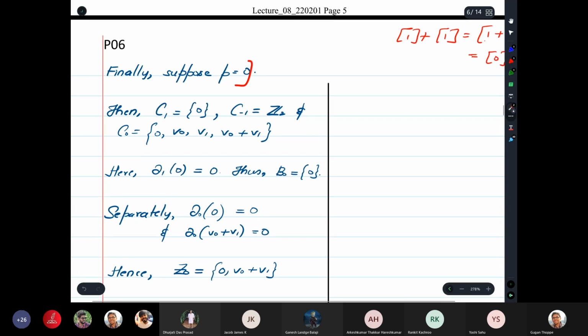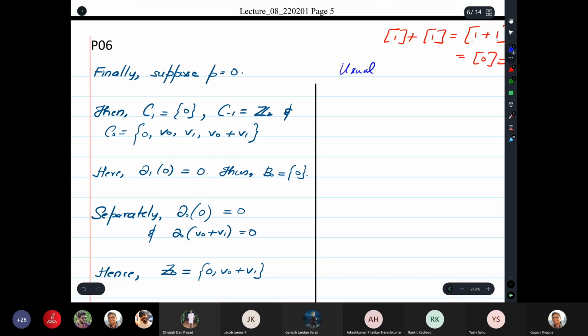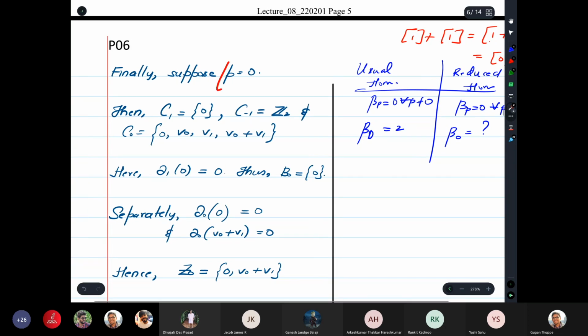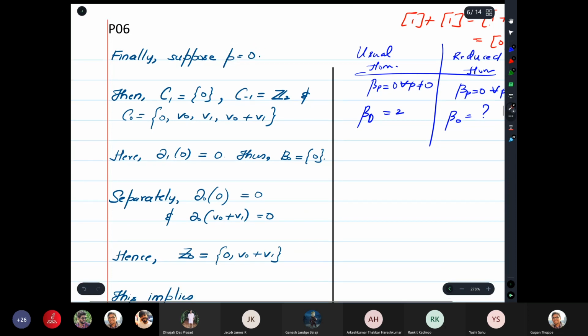Okay, so what is the story so far? In the usual homology case, Betti p was 0 for all p not equal to 0, but beta 0 turned out to be 2, right? And in the reduced homology, the story so far is that beta p is 0 for all p not equal to 0. We don't know what beta 0 is. So this is what remains to be computed, and let's try to do that computation. So now we are in the p equals 0 case, and we are going to spend some time computing this beta 0 value.